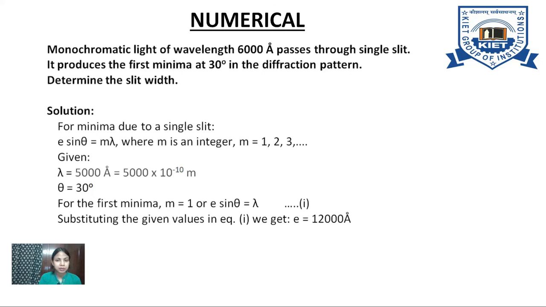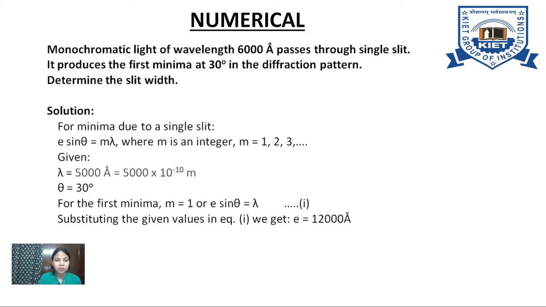Now a numerical to make things a little easier to understand. The question says that a monochromatic light of wavelength 6000 angstrom passes through a single slit. It produces the first minima at 30 degrees in the diffraction pattern. Determine the slit width. So here we have to find out the width of the slit.